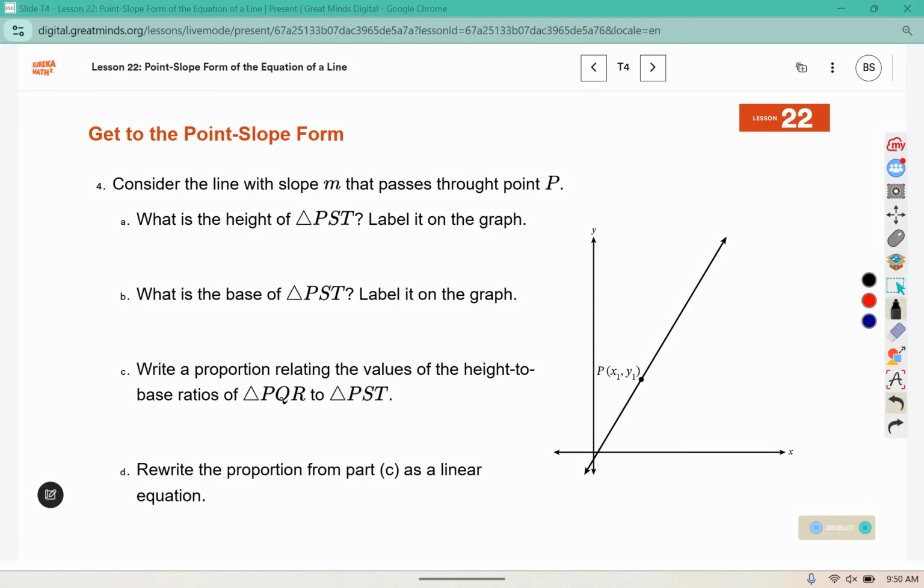What is the height of triangle PST? So we're going to put in some more points here.